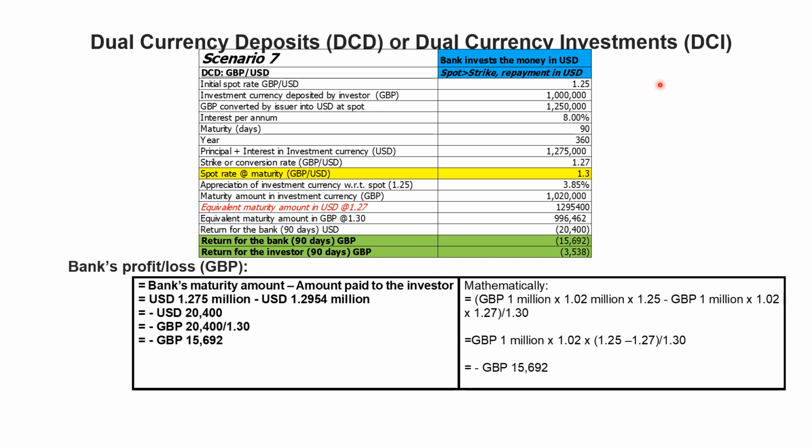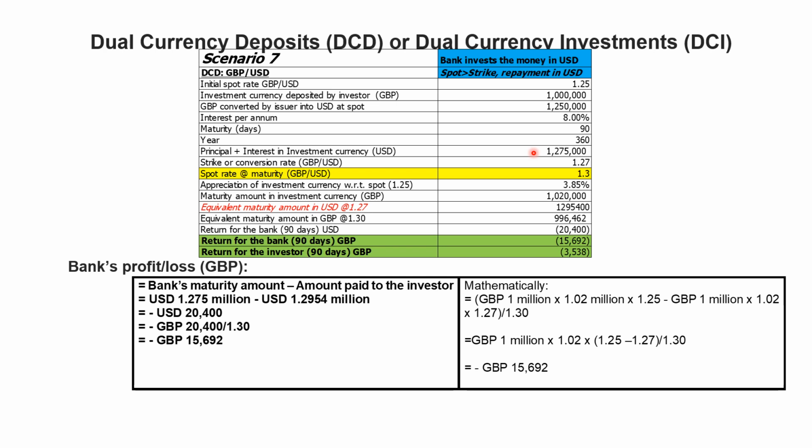Here the bank invests the money in USD and the repayment is in USD, but this time the spot rate at maturity is 1.3, which is above the strike rate. To recap, in this scenario, the bank converts the GBP 1 million received from the investor to US dollars at the spot rate of 1.25, invests the USD 1.25 million for 8% per annum or 2% interest in 90 days. In the process, the bank gets USD 1 million into 1.25 into 1.02, which is USD 1.275 million.